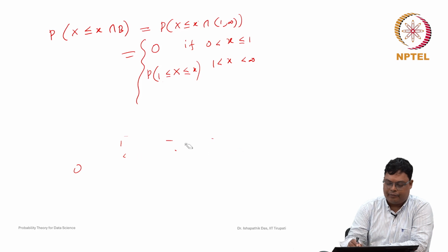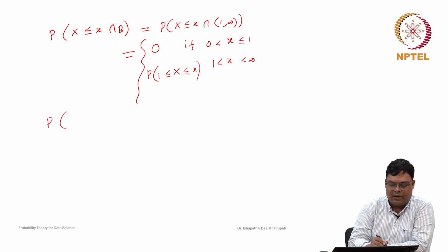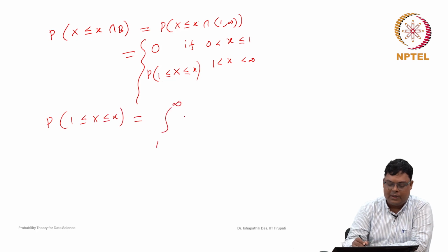So, the probability that 1 is less than or equal to X less than or equal to x is the integral from 1 to x of f of X dx. I just take a different variable t, dt. So, this is the integral from 1 to x of lambda e to the power of minus lambda t dt.